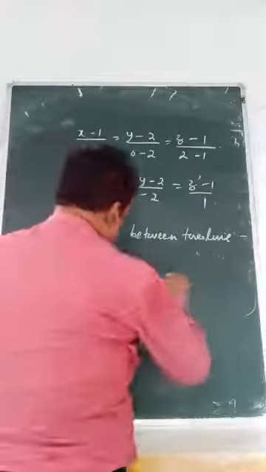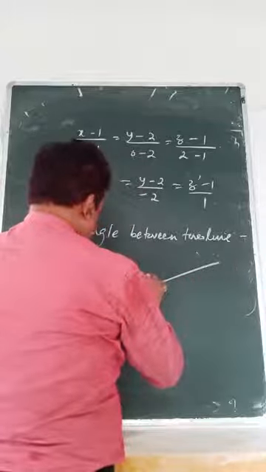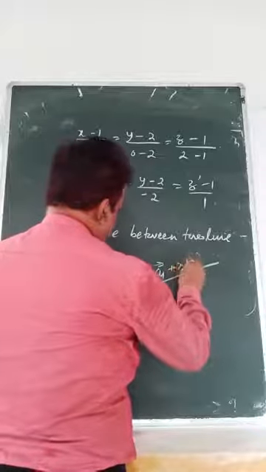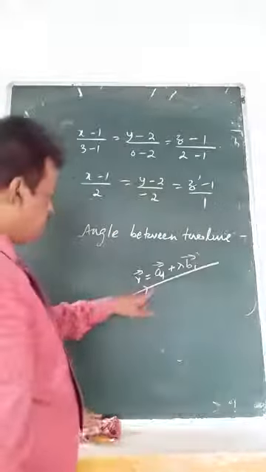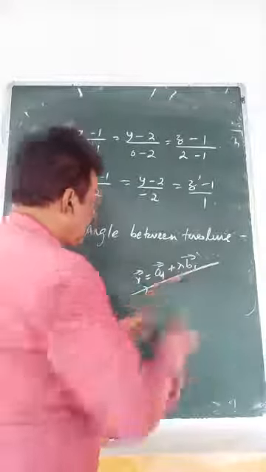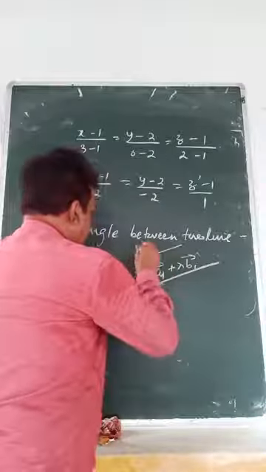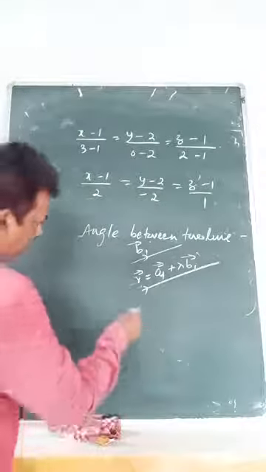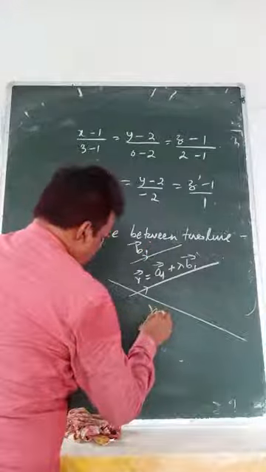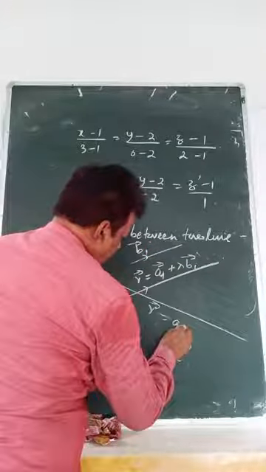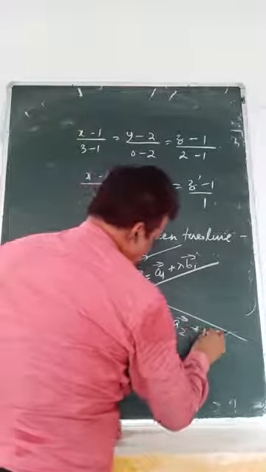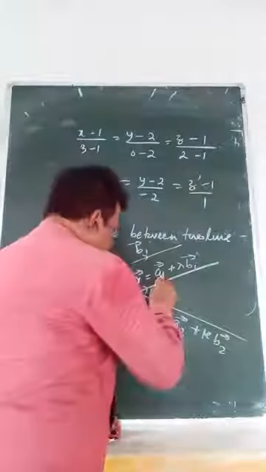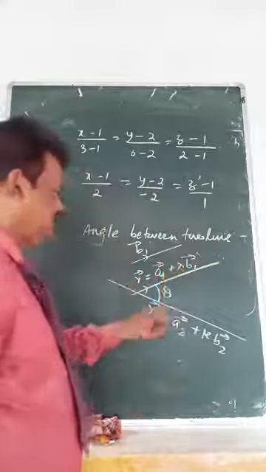First to understand this concept, what does it mean? Suppose there is a vector r equals to a1 plus lambda b1. Means what? This line has a parallel vector b1. Then another vector is there, r equals to a2 plus mu b2. So you are asked to find angle between 2 lines, theta.